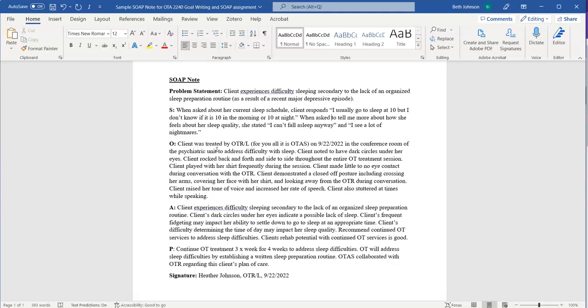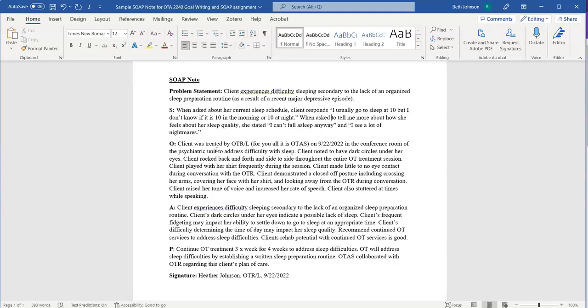section. So client noted to have dark circles under her eyes. Client rocked back and forth and side to side throughout the entire OT treatment session. Client played with her shirt frequently during the session. Client made little to no eye contact during conversation with the OTR. Client demonstrated a closed-off posture, including crossing her arms, covering her face with her shirt, and looking away from the OTR during conversation. Client raised her tone of voice and increased her rate of speech. Client also stuttered at times while speaking.